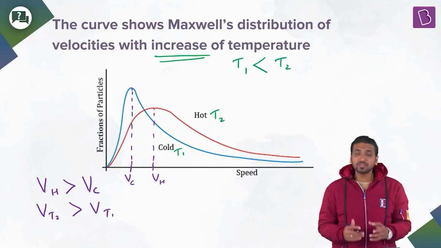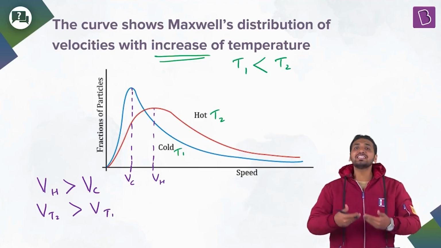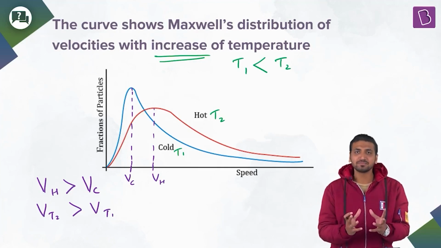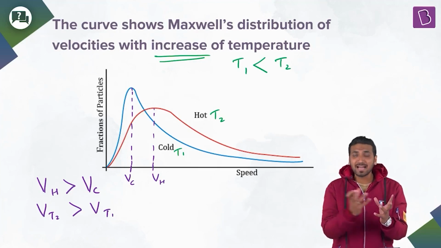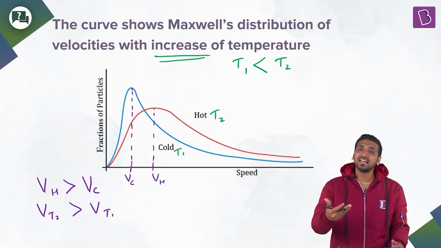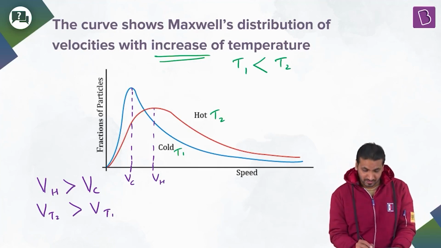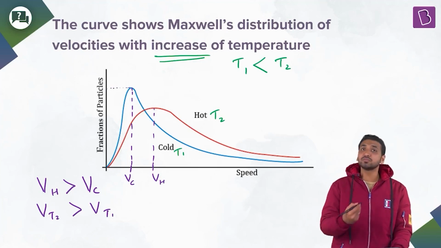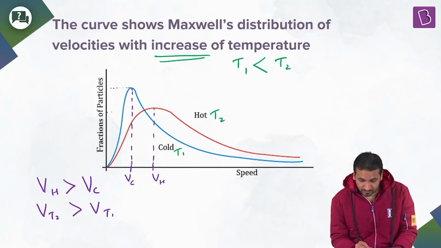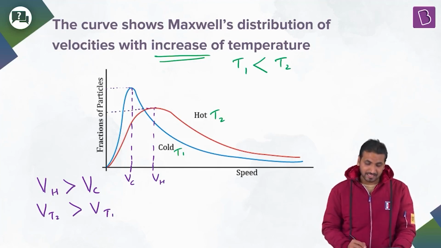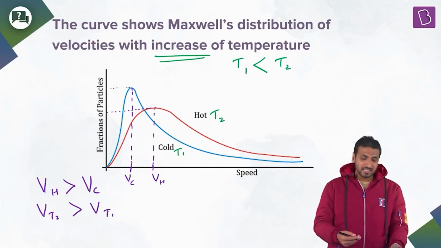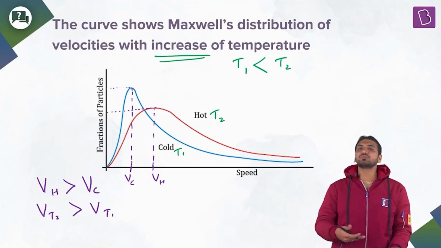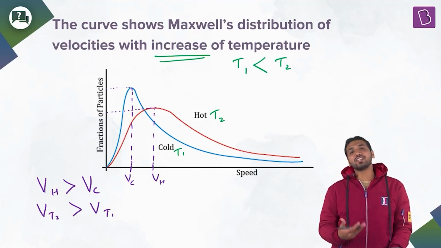So T2 is greater than T1. As you are increasing the temperature, the most probable velocity increases. If you increase the temperature, the rapid motion of the particles is going to increase, and that's why the most probable velocity is also going to increase. And how do I figure out this is the most probable? You can observe carefully from the graph itself that corresponding to these velocities, the number of particles, or the fraction of particles, is maximum. That is why these are the most probable velocities, which are increasing on increasing the temperature.